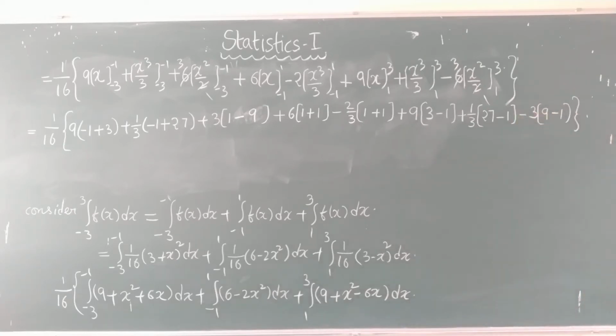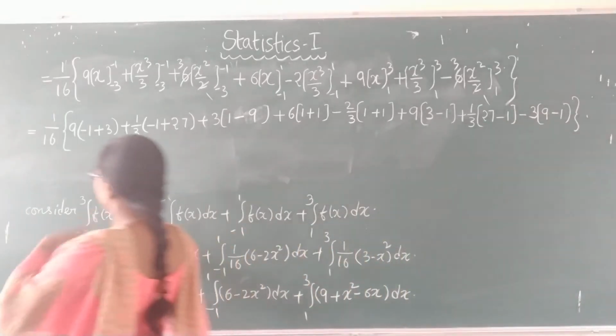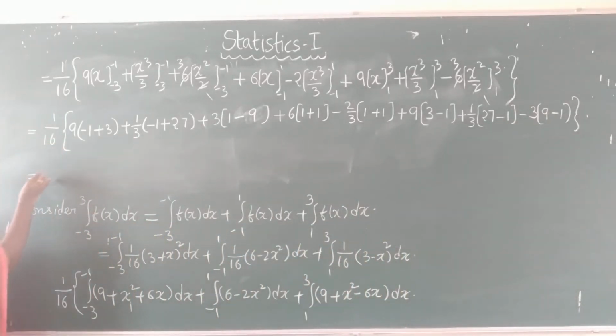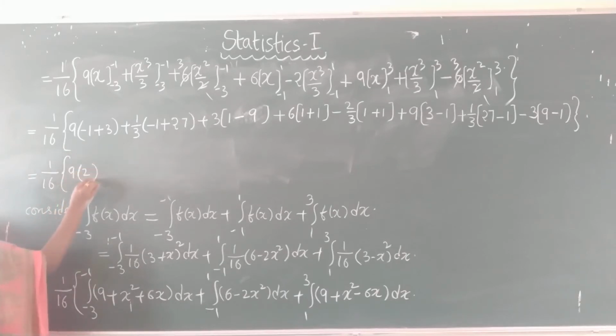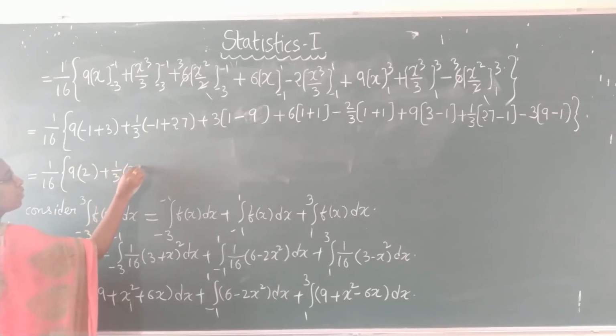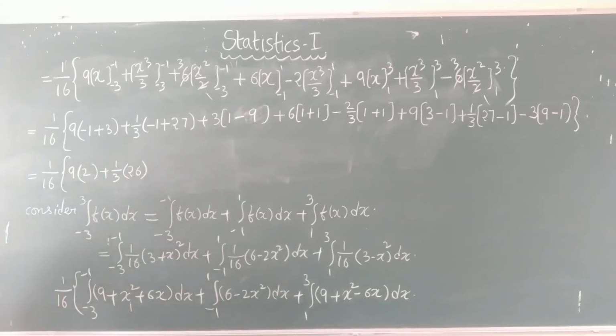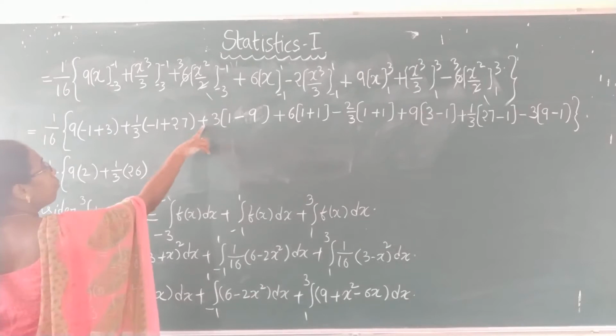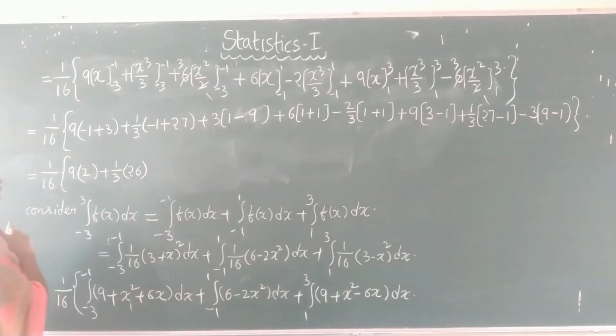Now we will solve this one, which is equal to 1 by 16. 9 into minus 1 plus 2. 3 minus 1 is 2, plus 1 by 3 into minus 1, 20 plus 27 is 26. 26 by 3, minus here plus 3 into minus 8.